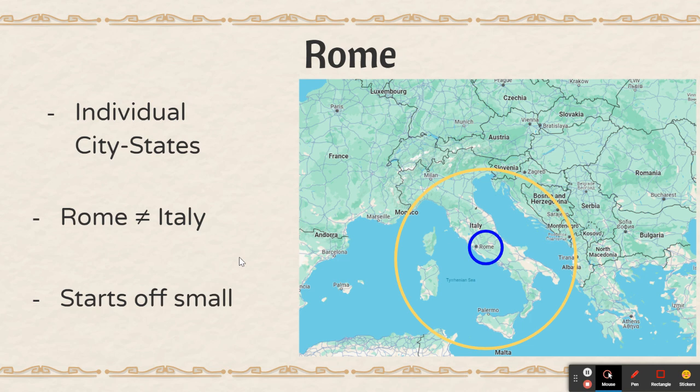And then on your guided notes, you're going to put a little star where Rome is located, right sort of in the middle of this boot area. And then you can write down the information about Rome is not the same as Italy, and that it was really a city-state.